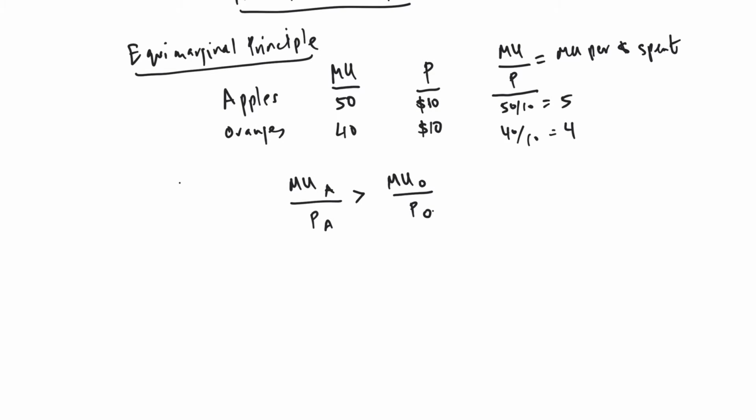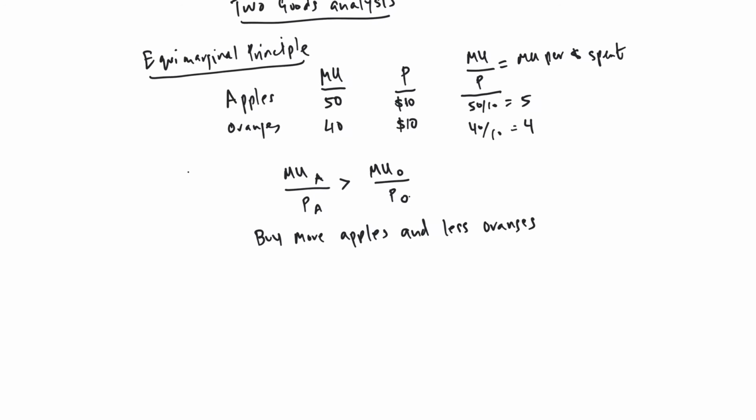Can I say this? If MU of A over price of A is greater than MU of O over price of O, one should argue that we should buy more apples and less oranges. Do you all agree? When you buy more apples, basically, so let me write this, quantity of apples should go up, QA goes up, and QO will go down. So you have a budget, you start to buy more of apples and you start to buy less of oranges.